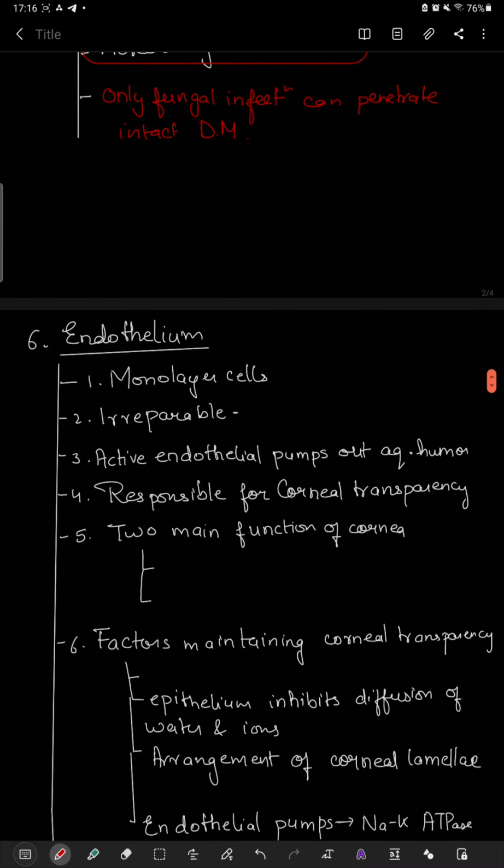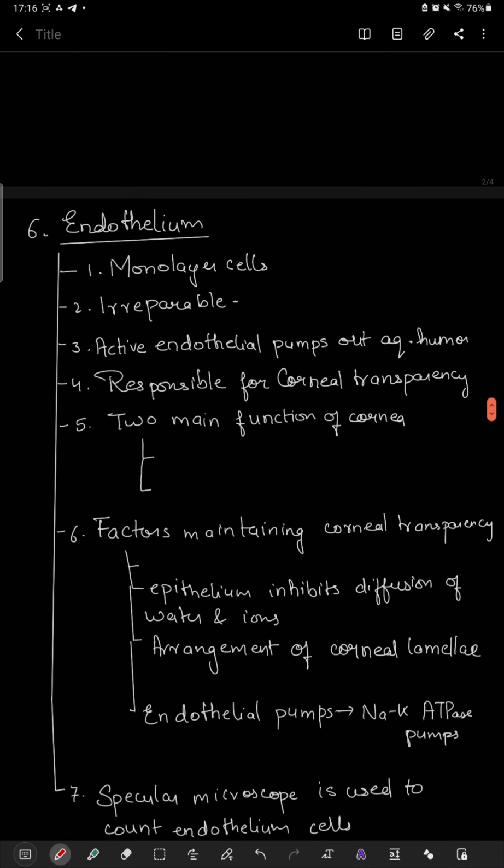Then the sixth layer is the endothelium layer. It is a monolayer. It has monolayer cells, meaning it is the layer of single cells. It is irreparable. What happens if the endothelium gets damaged? It won't get repaired, so it will lead to irreversible corneal edema.